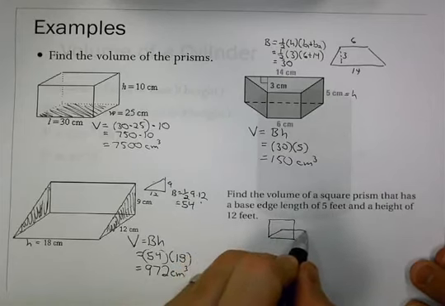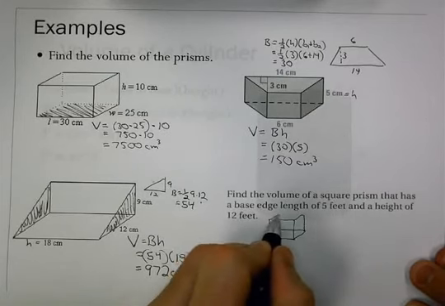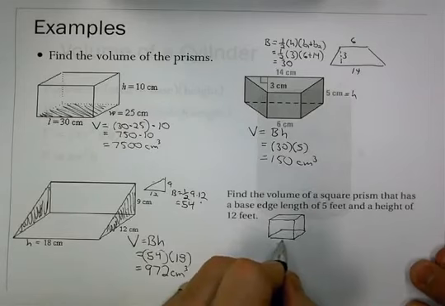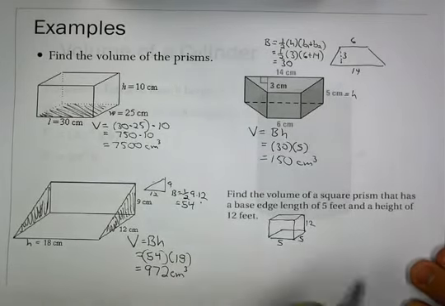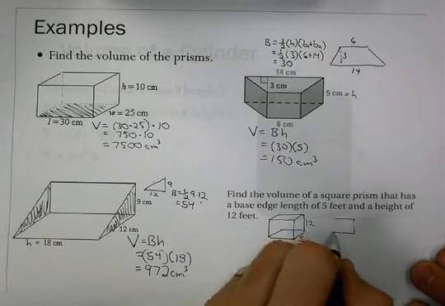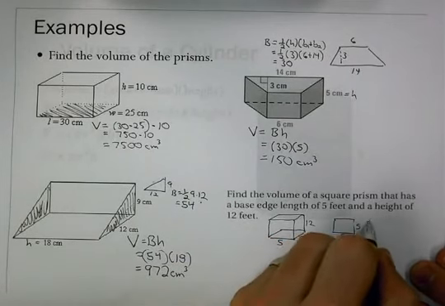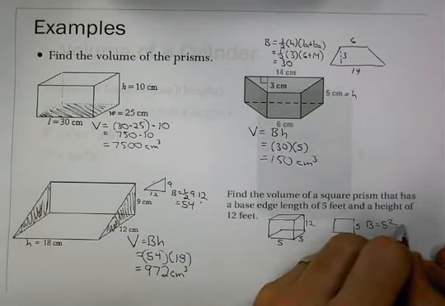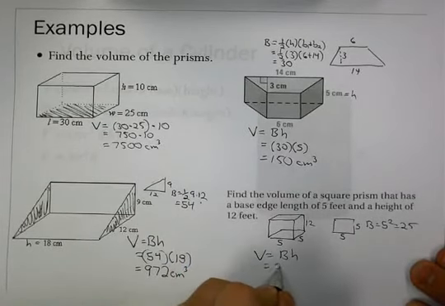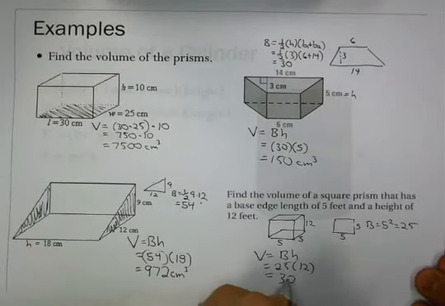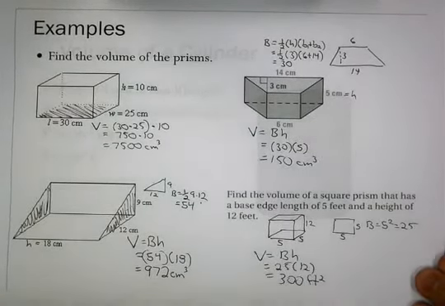Final one, we need to find the volume of a square prism. So the base is a square, where the length is 5 for each, so we mark them each as 5, and our height is 12. Since our base is a square, we know the base area is 5 squared, or 25. So our volume, base area times height, is 25 times 12, which comes out to be 300 feet cubed.